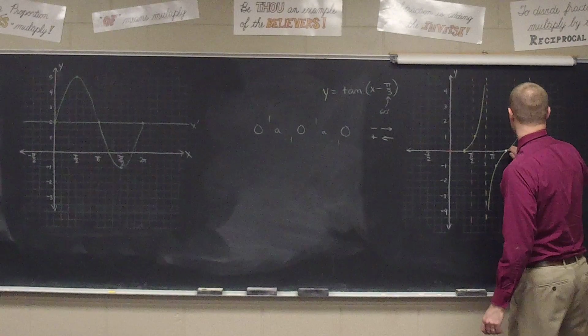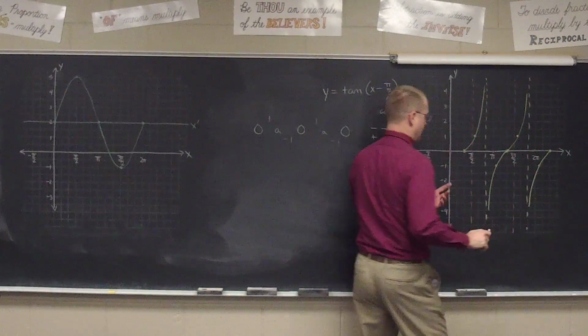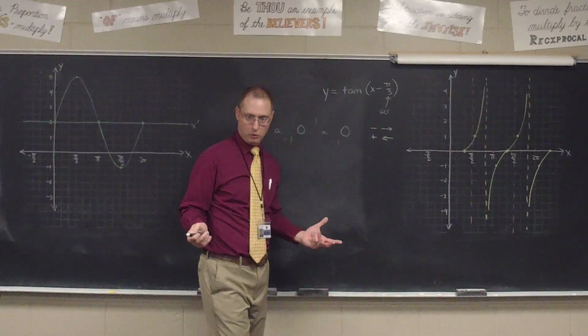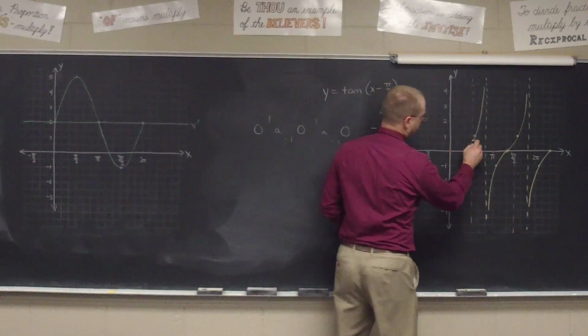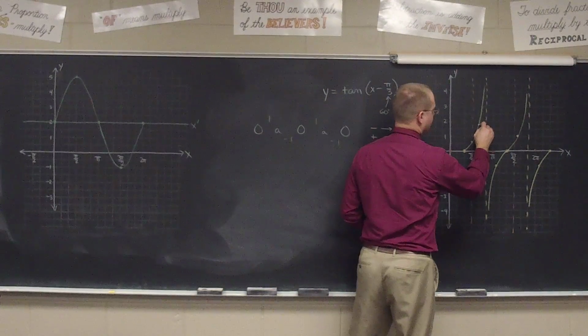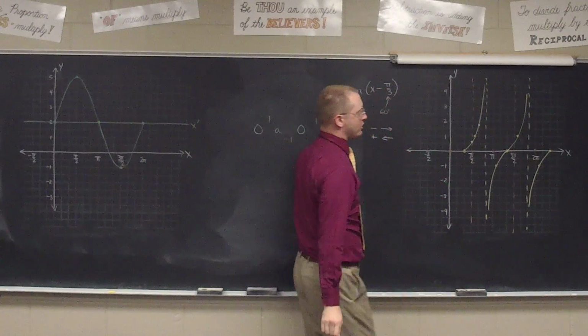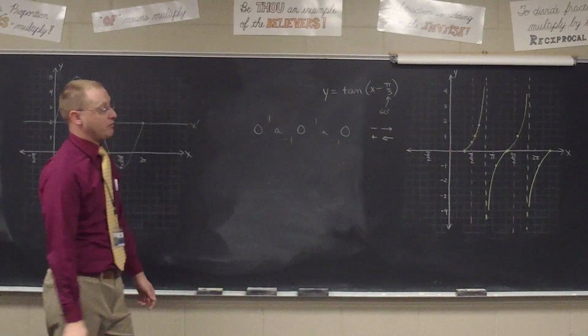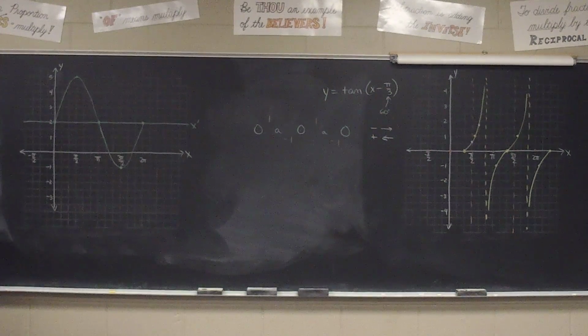The other points, if you wanted them, remember, at 30, it's square root of 3 over 3, or 0.6. And then at 60, that's square root of 3, which is 1.7. So if you wanted those extra points to help you get a really good curve, that would be great. But at the very least, get the 1s.